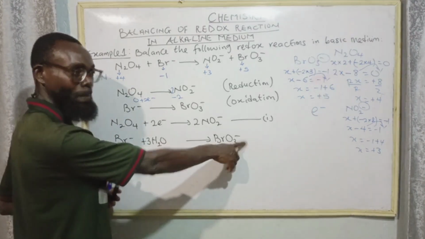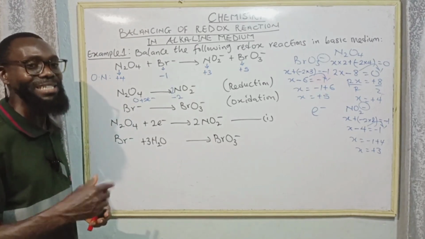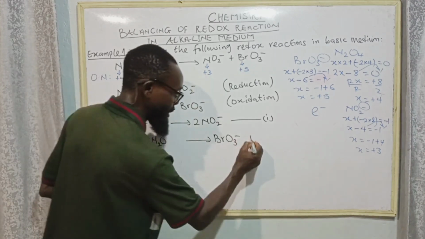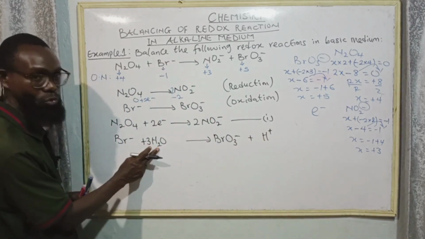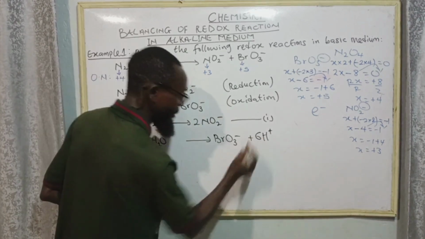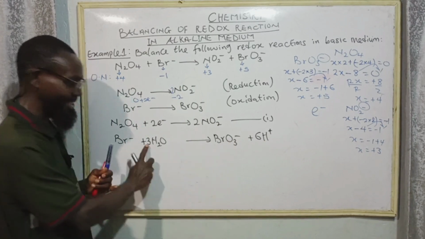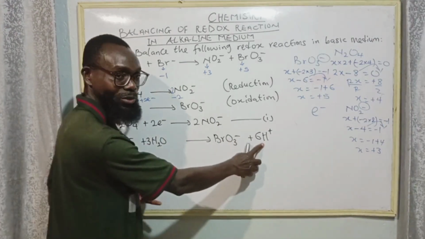There's no hydrogen here. To balance hydrogen, you add H plus to the side that is deficient of hydrogen. Now, I'm going to add H plus here. Now, how many hydrogen do we have here? 3 times 2, 6. I put 6 hydrogen here. Now, oxygen is balanced. 3 oxygen, 3 oxygens. Hydrogen, 6 hydrogens, then 6 hydrogen.